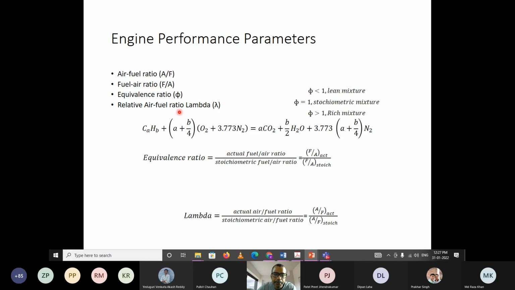Whereas relative air fuel ratio or lambda is defined in such a way that in equivalence ratio we are taking fuel by air ratio, while in lambda it is going to be air by fuel ratio, nothing else. It is just the reciprocal. Phi and lambda are reciprocal of each other. Oh, I'm sorry. In lambda, we are taking air by fuel actual divided by air by fuel stoichiometric.